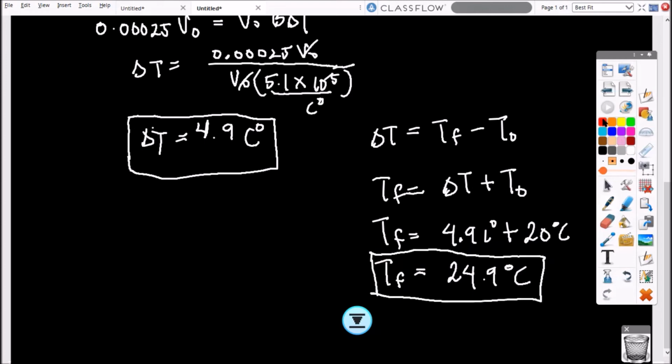So this is what is asked in the problem: at what temperature the copper is 0.25% larger than when that copper is at its initial temperature, when it is at 20 degrees Celsius. Right? So this is the temperature where the volume of the copper cylinder is 0.25% larger than its initial volume. Right?